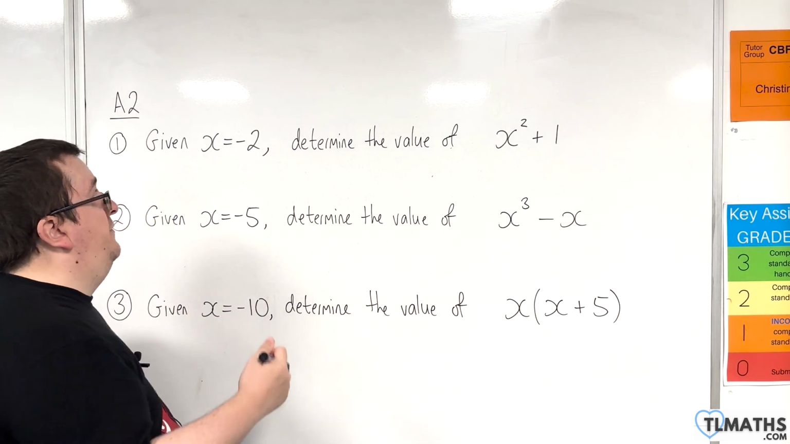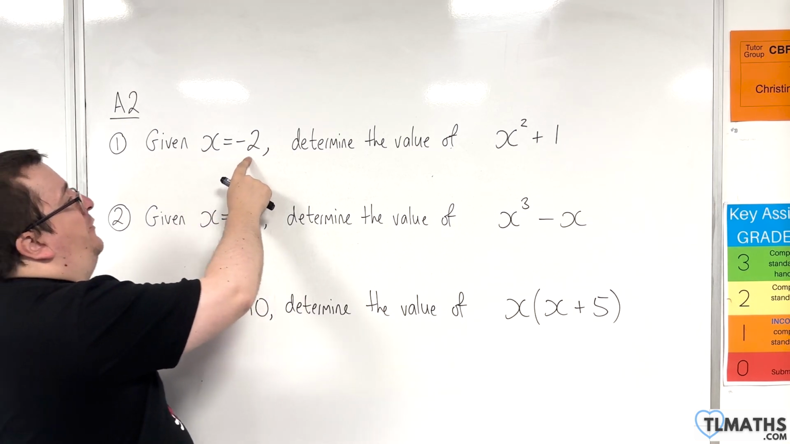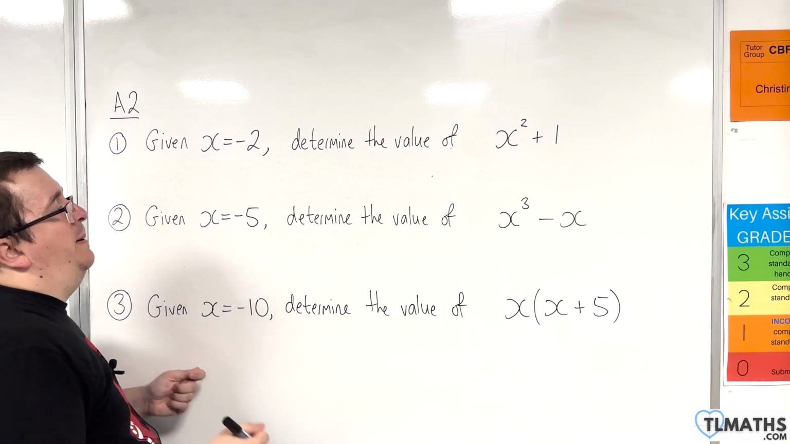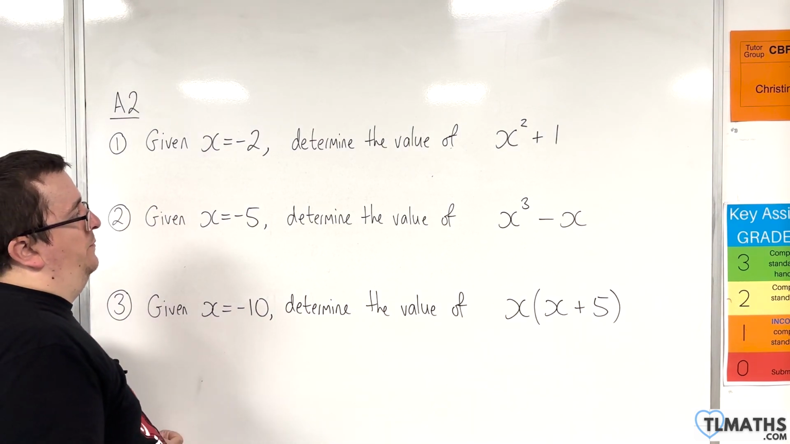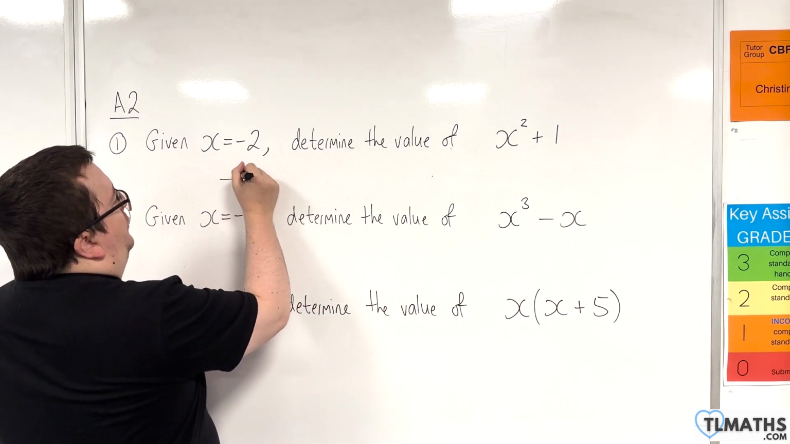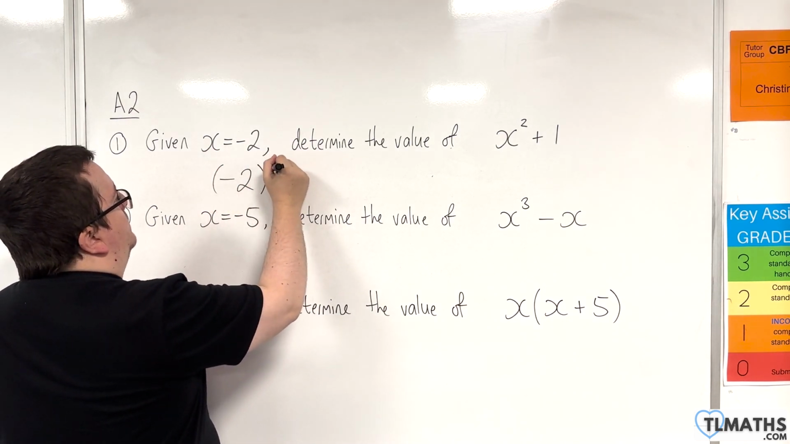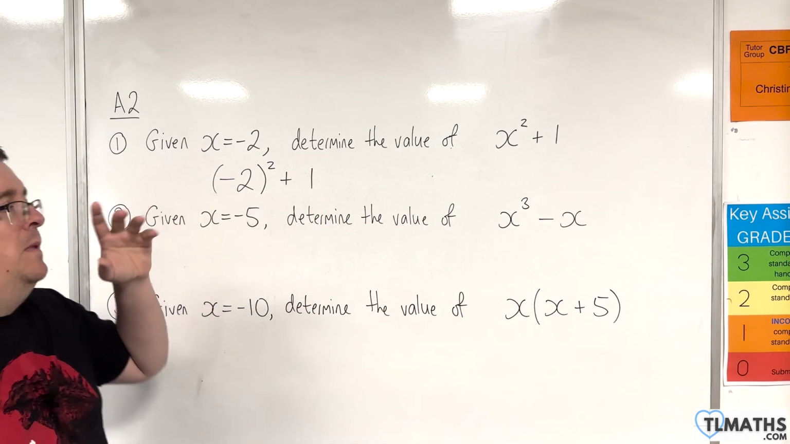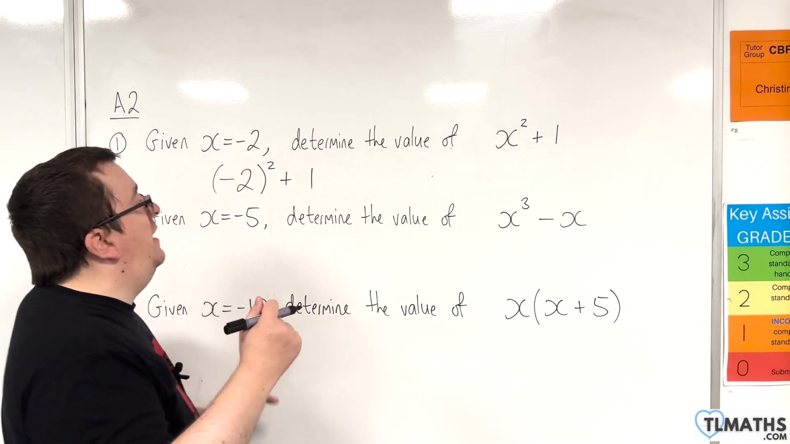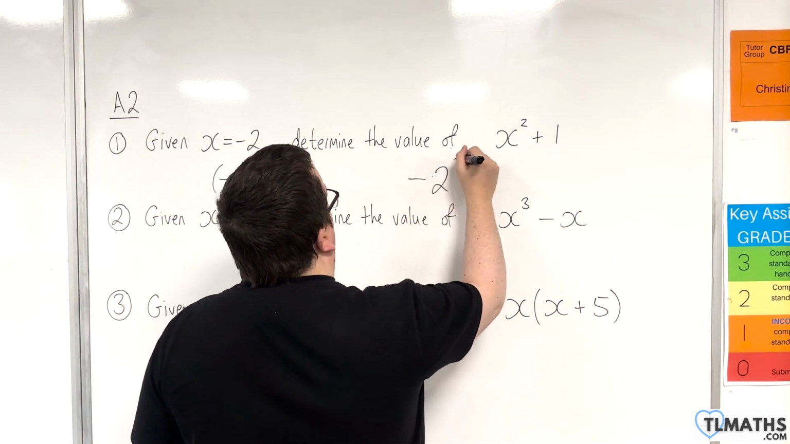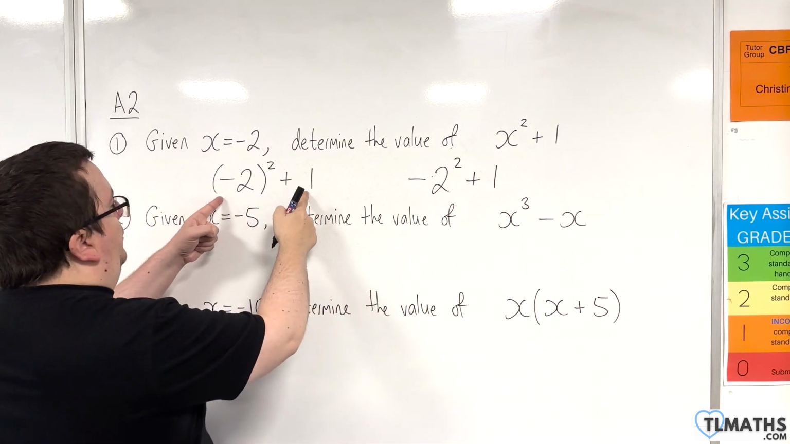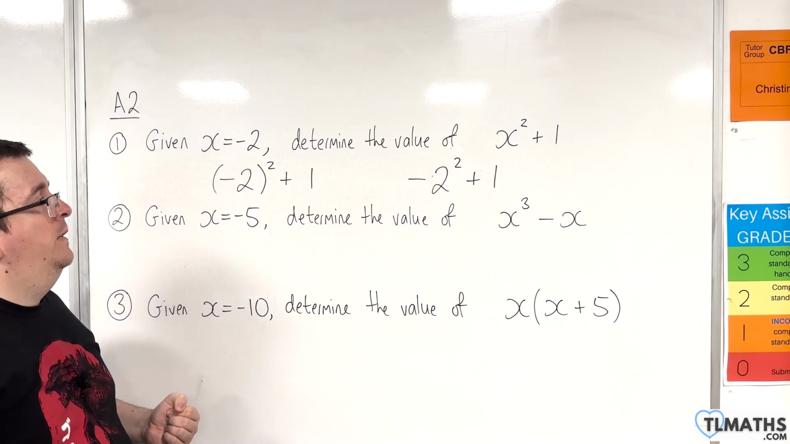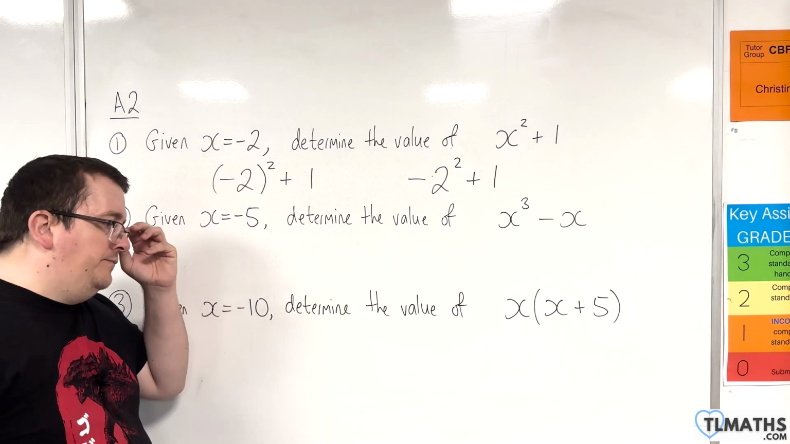So, first of all, we're going to substitute x equals minus 2 into x squared plus 1. So the x needs to be replaced with minus 2. You must include a bracket here. And the reason why we must is because if we don't, this and this give different results. Okay? Now, why is that the case?